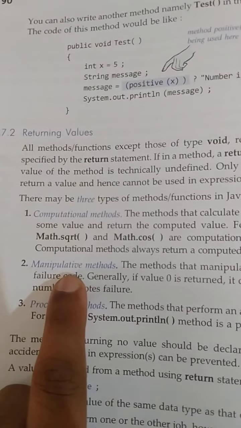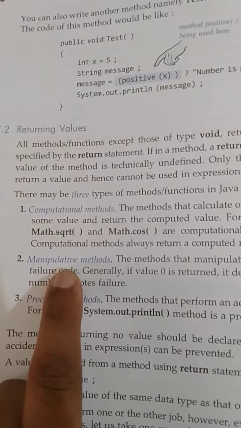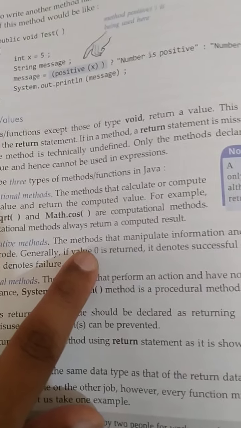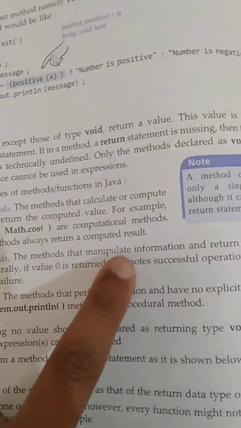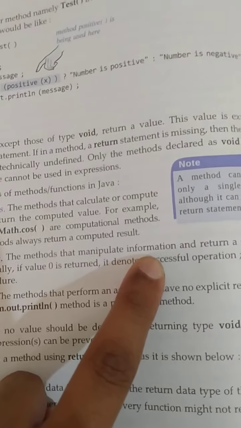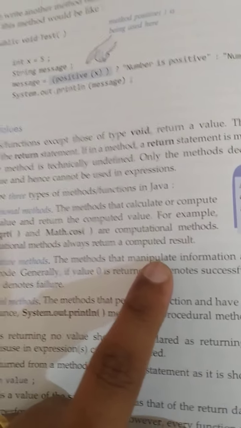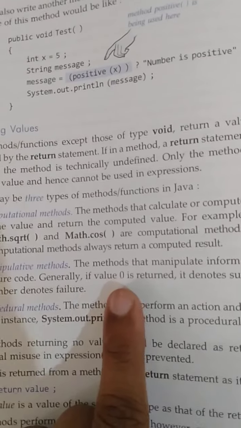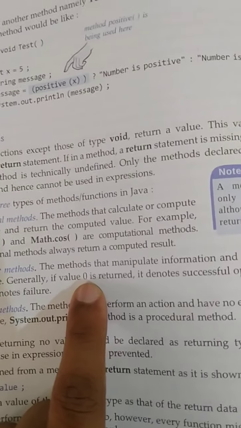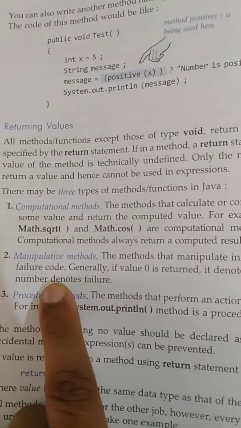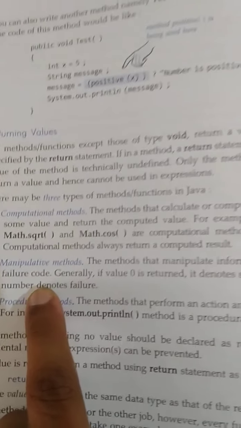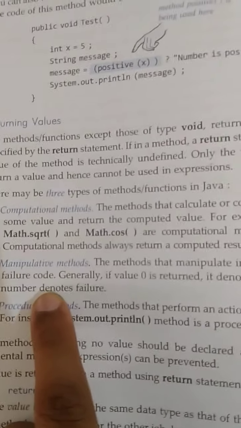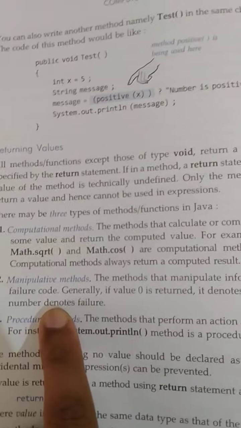The second type of method is known as the manipulative method. In this method, it will do some manipulation, some changes in the information. The method manipulates the information and returns either success or failure. If the action is a success, then it will return a 0. If the action is a failure, it will return any other number. This is known as a manipulative method. 0 means success, any other number means failure.